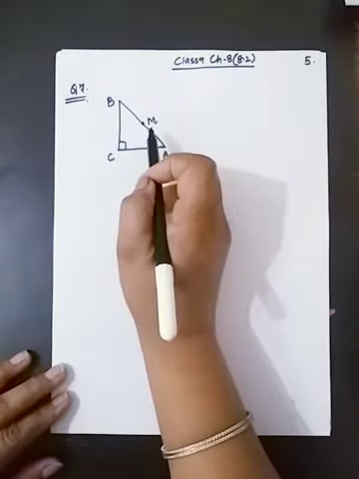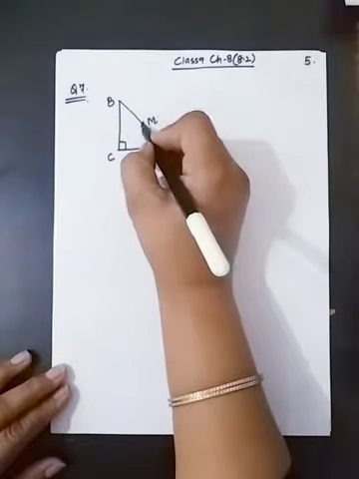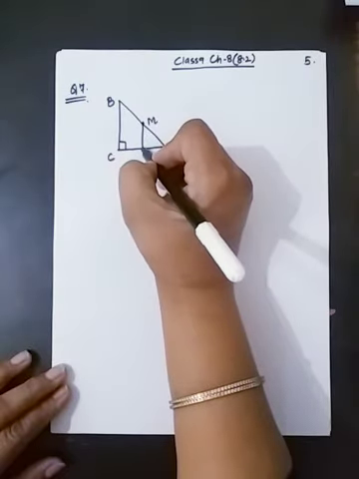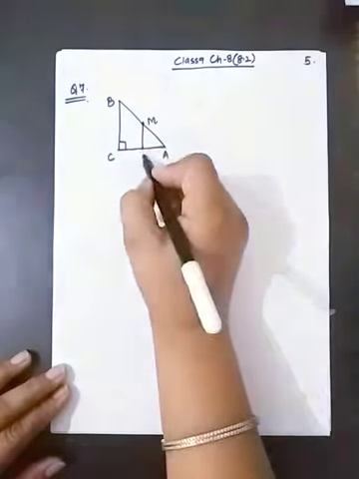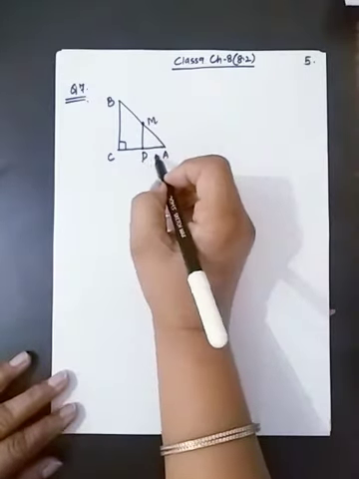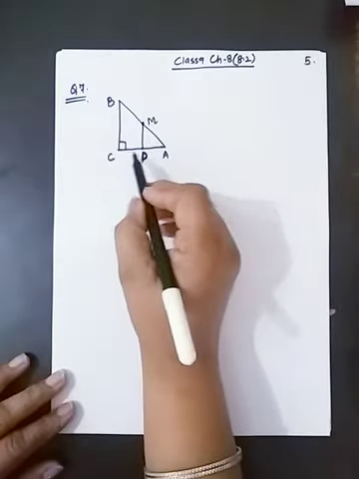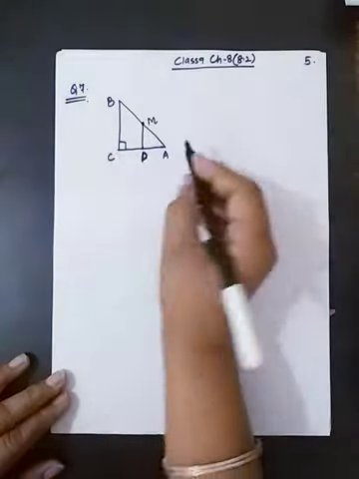And from M a line is drawn parallel to BC, like this. Let this point be D. It intersects AC at D, show that D is midpoint. We have to prove that D is also midpoint of AC.